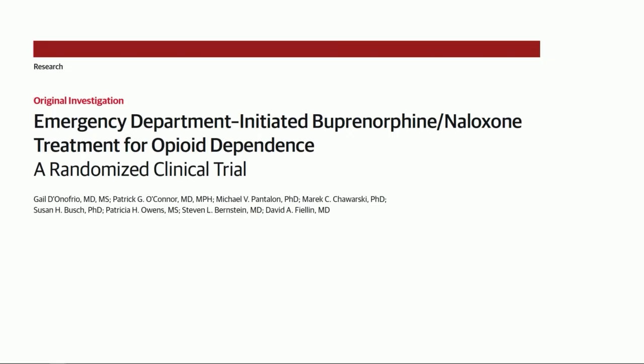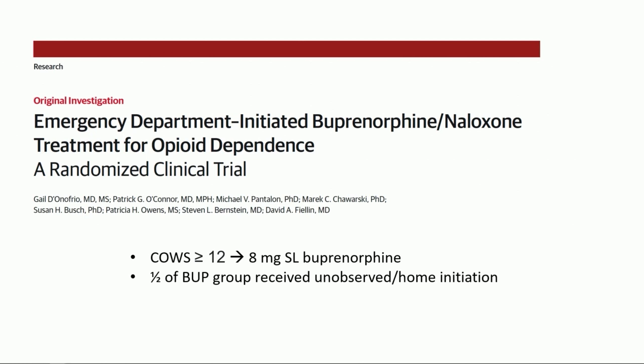So this is the initial randomized controlled trial that was done by Gail, published in 2015 in JAMA. I assume many of you are very familiar with this study, but the thing that I think is not always clear to people is the dose that was used. Prior to this study, many of your addiction colleagues, inpatient and outpatient, were starting with much lower doses of 2 to 4 milligrams of buprenorphine for people who were in withdrawal. And Gail, being the brilliant woman that she is, said, no, we're just going to start at 8.